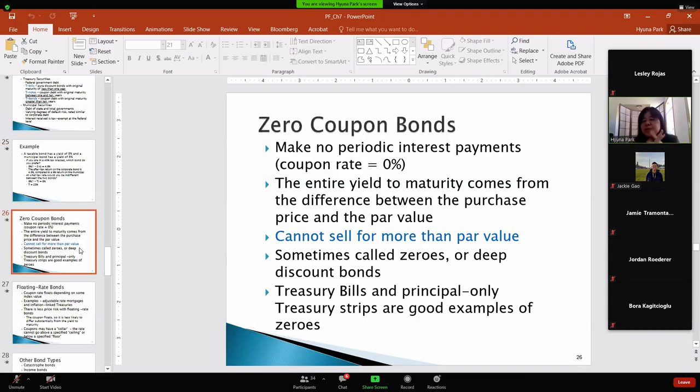Zero coupon bonds like Treasury bills don't pay coupons, so the coupon rate is zero. The yield on a bond is usually above zero. We are not living in a negative rate environment. The nominal rate we observe is very small in this low rate environment, but we don't see negative rates, so market rates are always at least zero. So for a zero coupon bond, the coupon rate is always lower than the yield. What does that tell you? Coupon rate is lower than yield, so that means discount bonds. That's why zero coupon bonds are pure discount bonds, always traded at a discount. Any questions so far? All right.